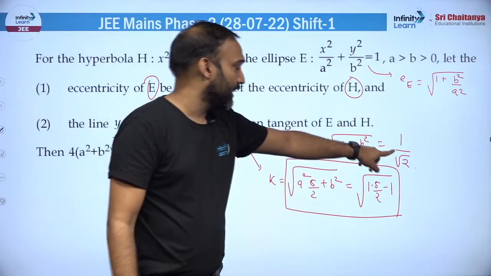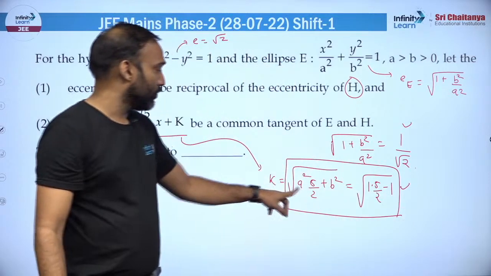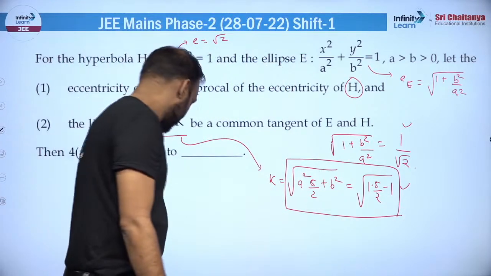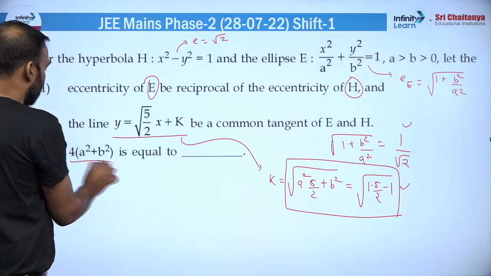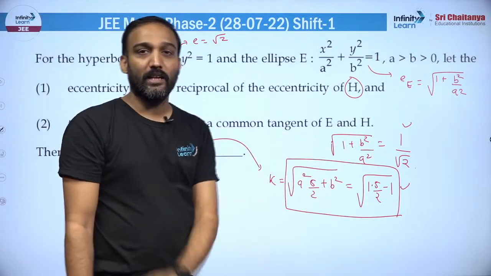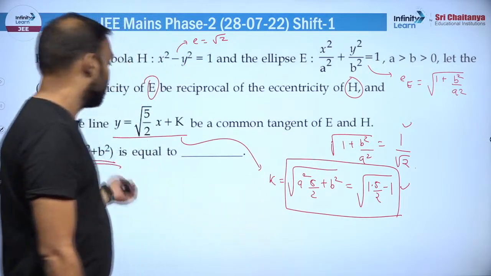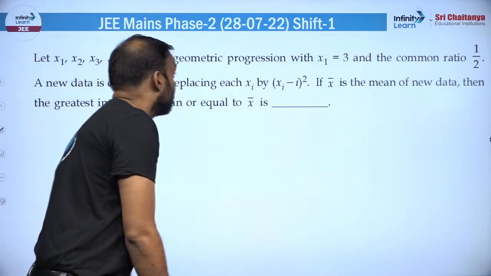I have one relation in a and b. I can solve these two, I'll get the values of a and b. If a and b are known, I know the value of k. And in this particular question, I have to find out the values of only a and b, right? So 4a square plus b square is my answer. I don't have to find out the value of k. Solve these two, you'll get the values of a and b, and the answer is 4 times a square plus b square. Next question, these terms are in GP.